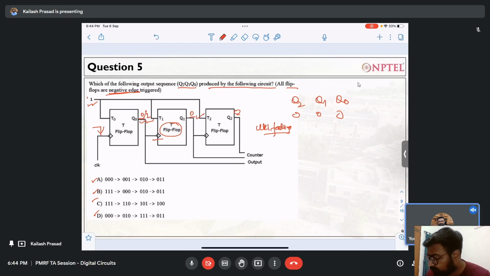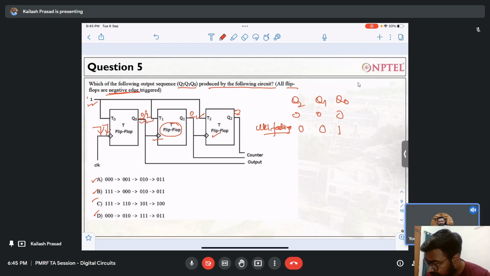And again, there is no transition over here, so it won't change. So what will the output be? It will be 1, 0, 0. It will be like this. Okay, Madhubalan is also saying option A. Now let's see if the next falling edge has come over here.